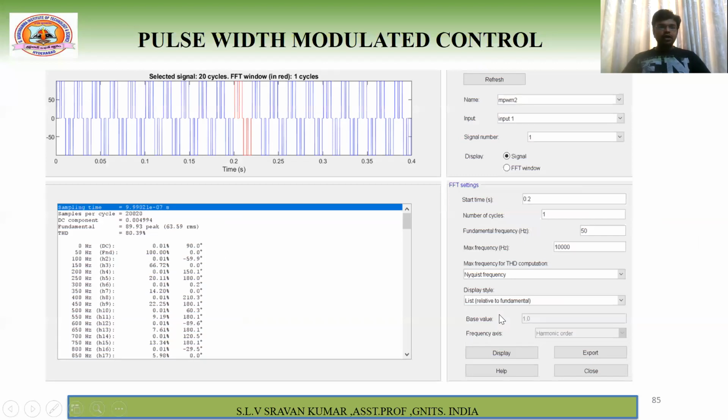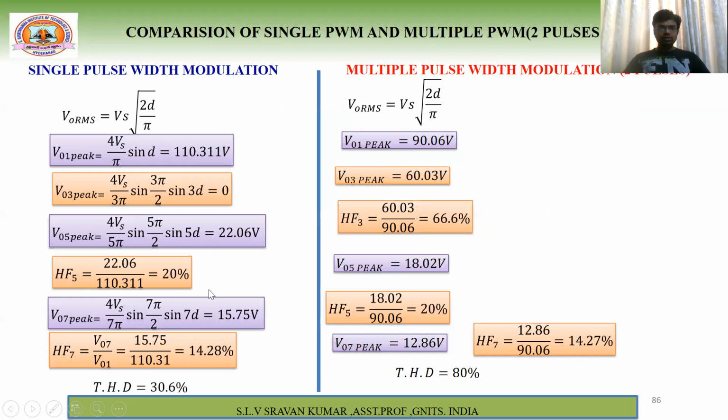Now, this is the harmonic analysis for 2 pulse. We got the third harmonic 66, fifth harmonic 20, seventh harmonic 14.220, and ninth harmonic 22.25. See, the first three are reducing one by one, and finally it is increasing again, right? And what is the THD? 80.39. What is the fundamental component? We got some 90.06, just a small variation, but almost the same.